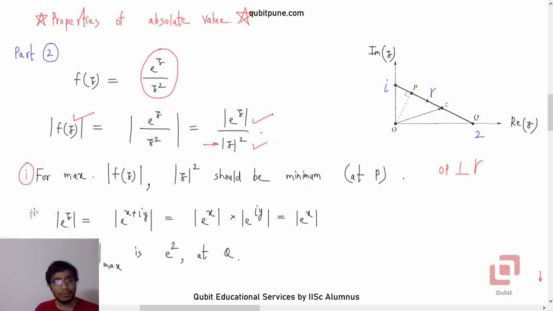And observation 2: when is the numerator maximum? Mod of e to the power z is mod of e to the power x plus iy. Split it, and mod of e to the power iy is always going to be 1 because it is cos y plus i times sin y. So this is mod of e to the power x, which is e to the power x. Now when can you expect the numerator to be maximum? It is e to the power 2 at Q, because at Q the x value is the largest.